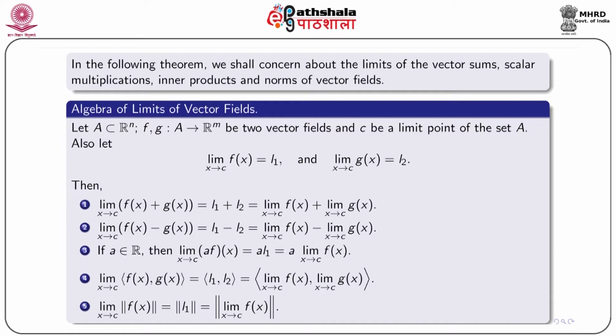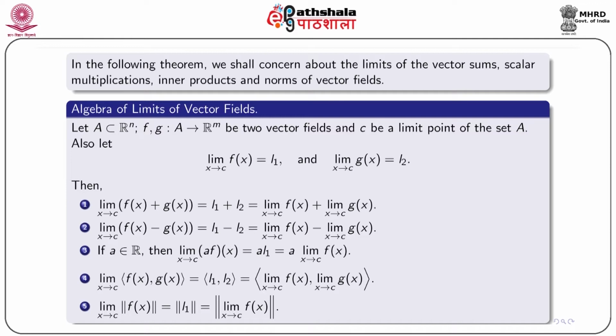The theorem reads as follows: let A be a subset of R^n, f and g are vector fields defined on the set A and their codomain is R^m, and c is a limit point of the set A. We assume the limits of f and g both exist as x approaches c. Let the limit of f(x) equal L1 and the limit of g(x) equal L2 as x tends to c.